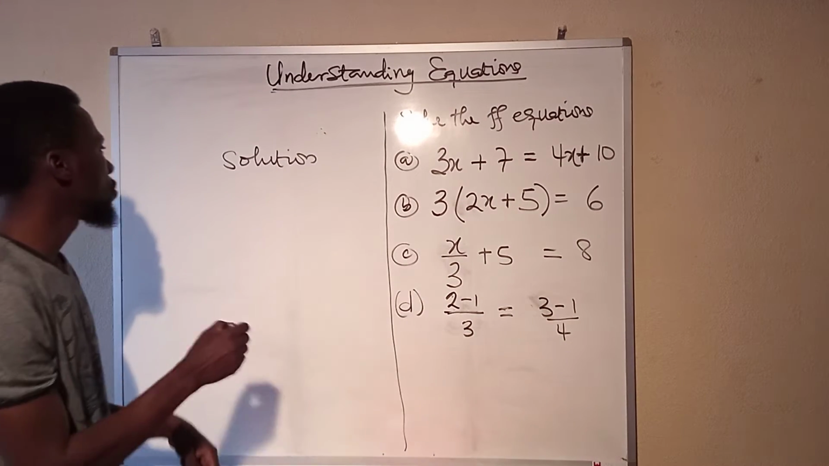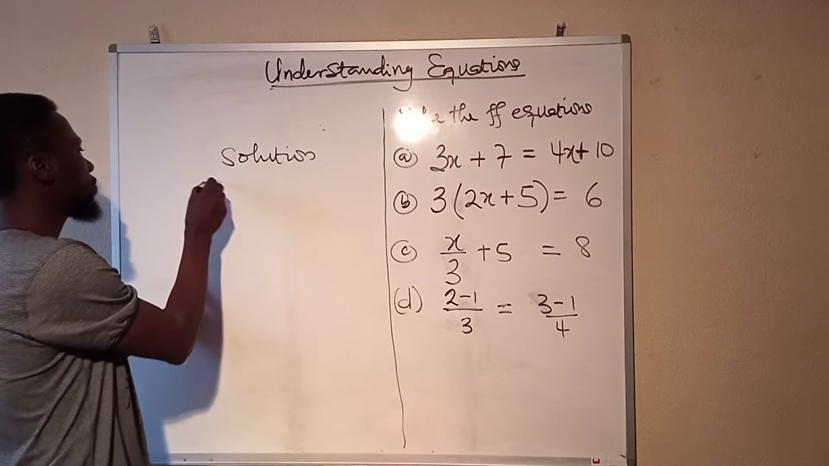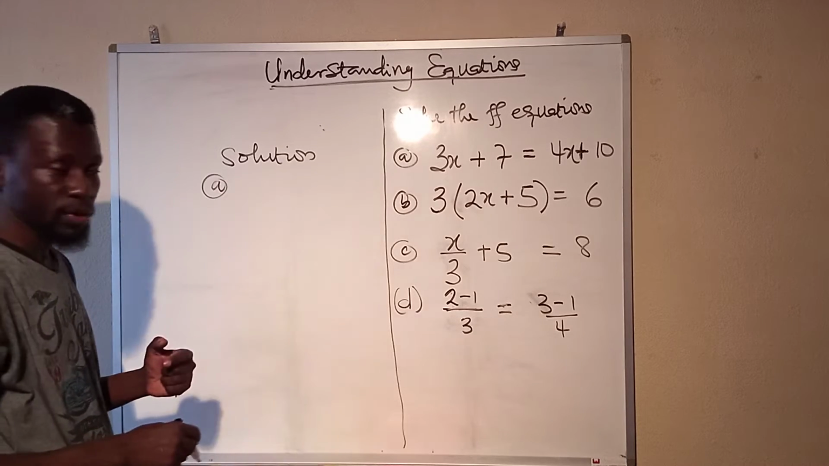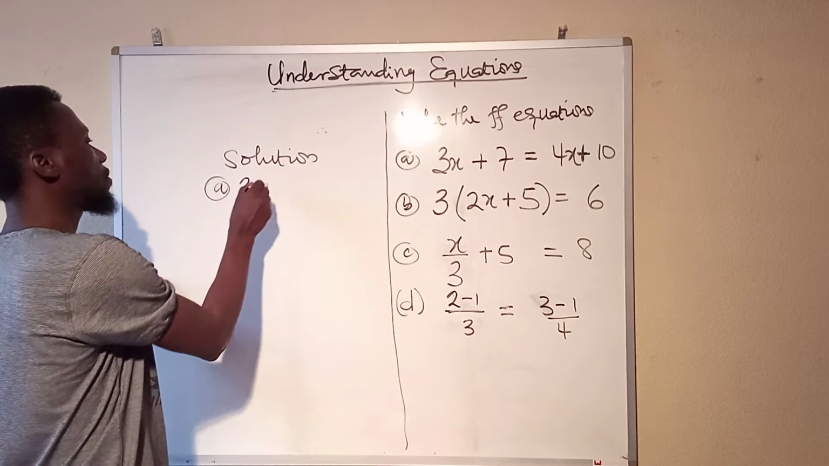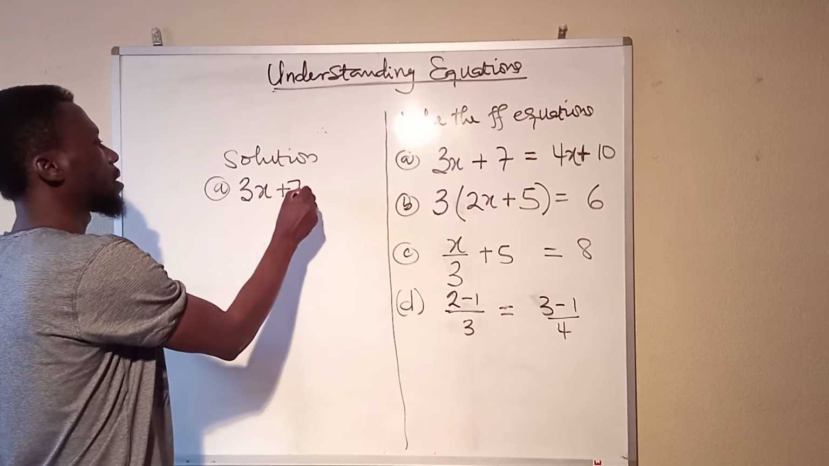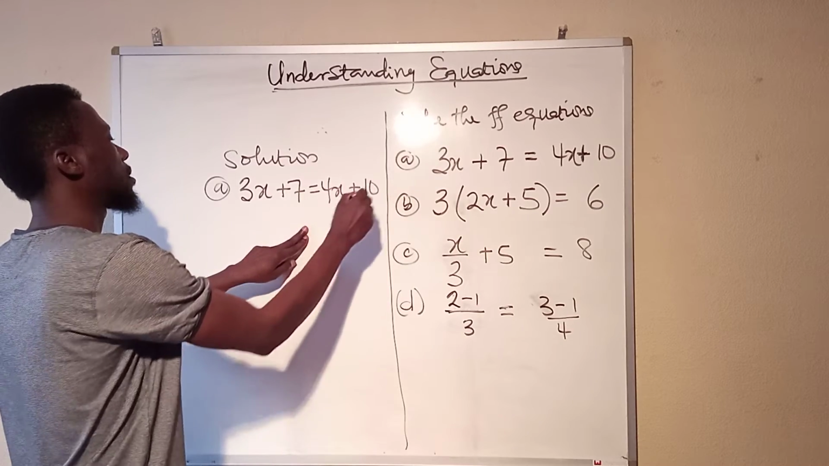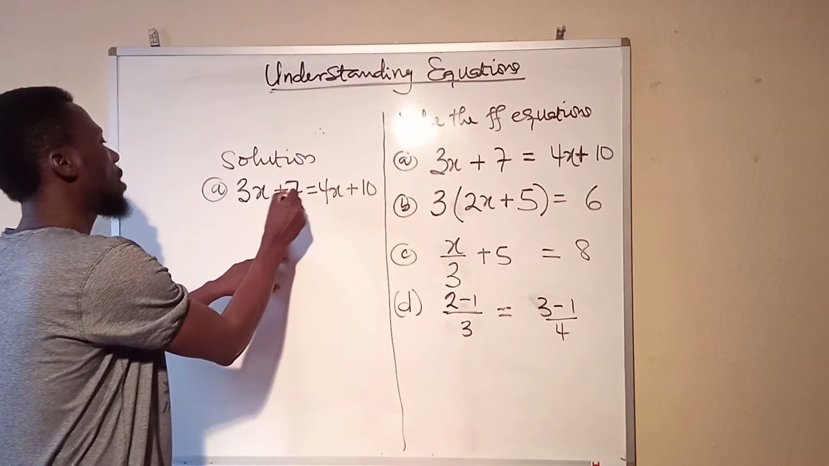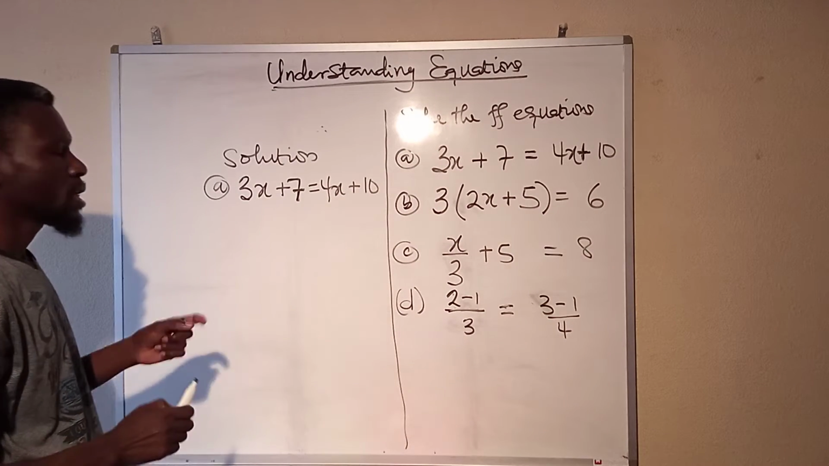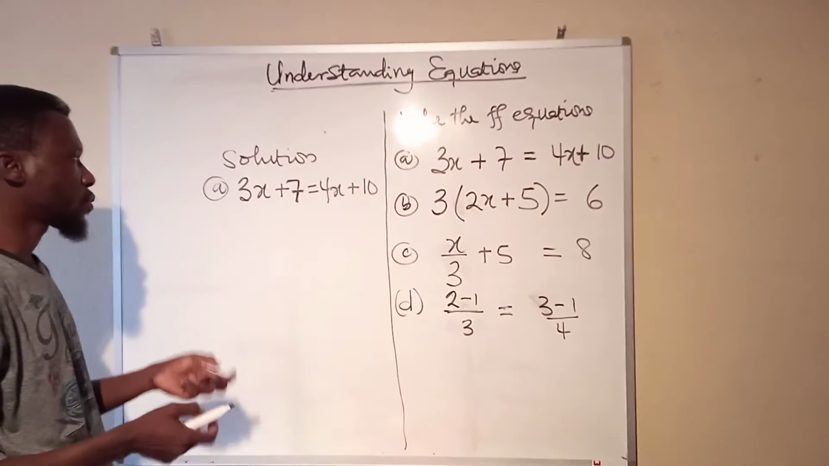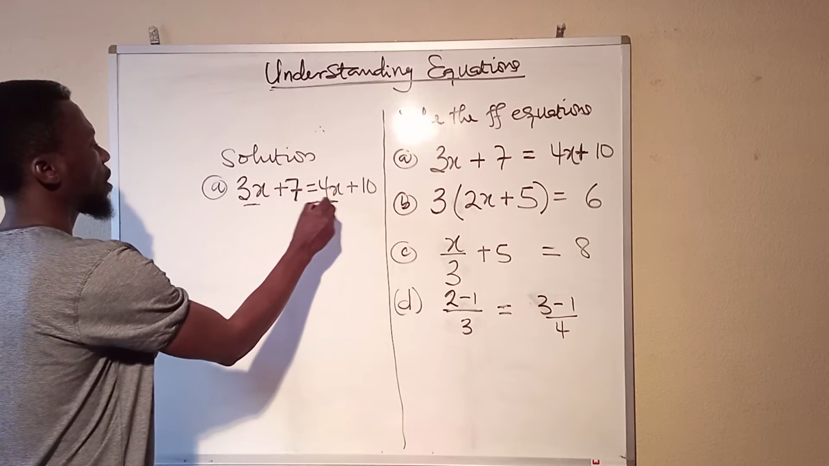So let's look at the solution to A. We are going to rub it out when we finish solving. So let's put question A. Question A says that we have 3x plus 7 is equal to 4x plus 10. Now, in solving this equation, we need to obey certain rules. We are going to group like terms in the process. Can you see that we have 3x over here and we have 4x over here?